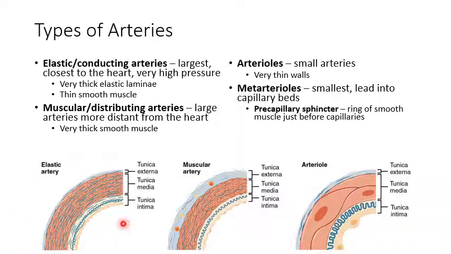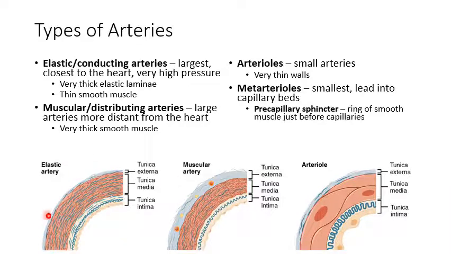So the elastic arteries are the biggest. These are all shown as though they have the same thickness to the wall, but that's not accurate. The elastic artery is the thickest, then the muscular artery, then the arteriole is much thinner. And you can kind of see that by looking at how many smooth muscle cells are shown in the tunica media, how many layers of those cells you have.